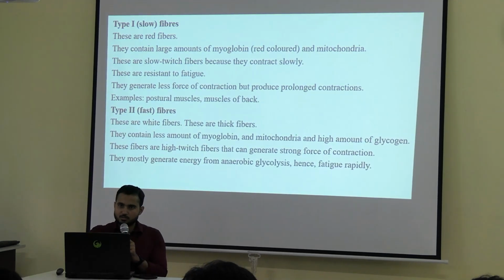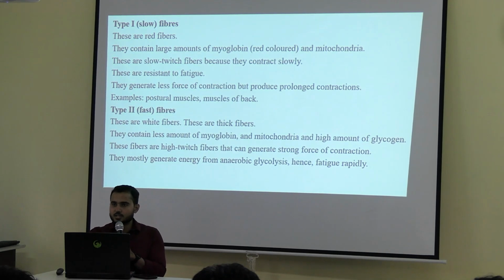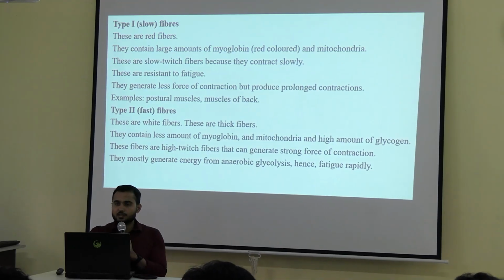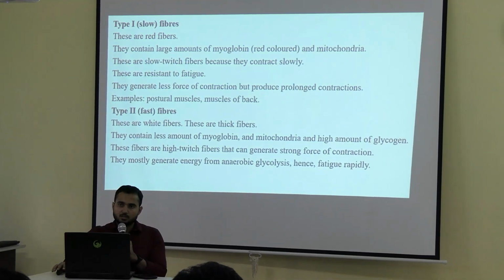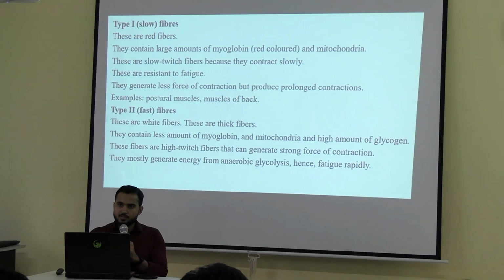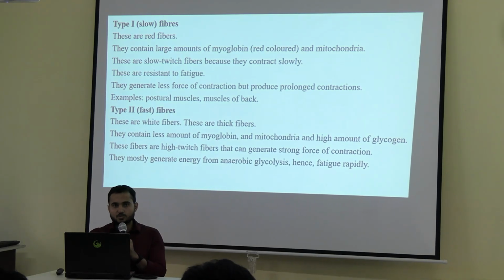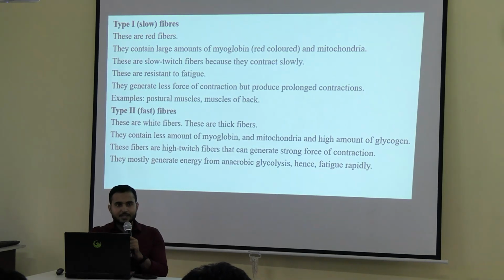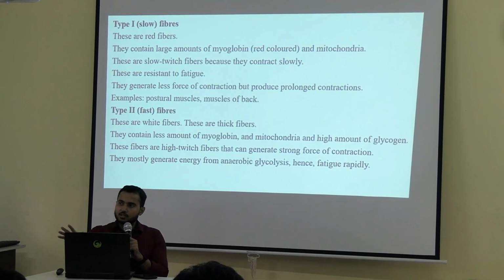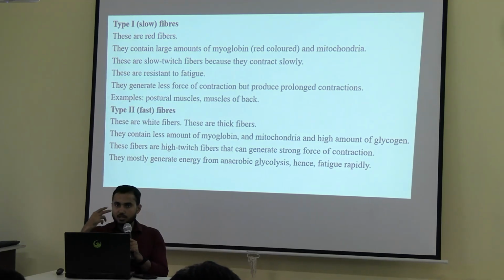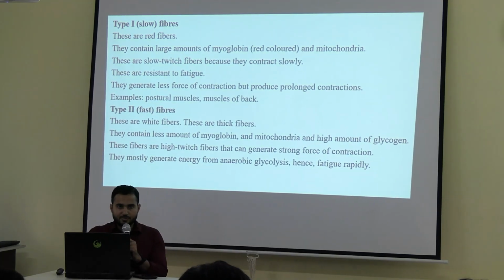Both are skeletal muscle. But why is this difference taking place? That is because of the variety. So the postural muscles, the back muscles, those are type 1 fibers. Their properties are different. And the muscles which are present in the hand, the extraocular muscles, their properties are different.